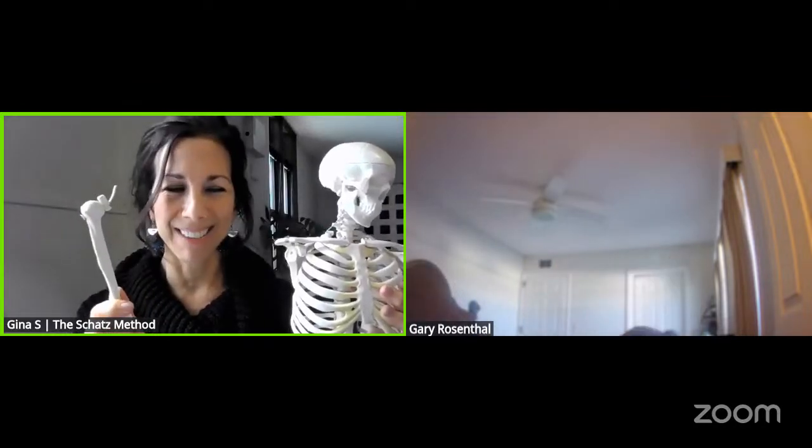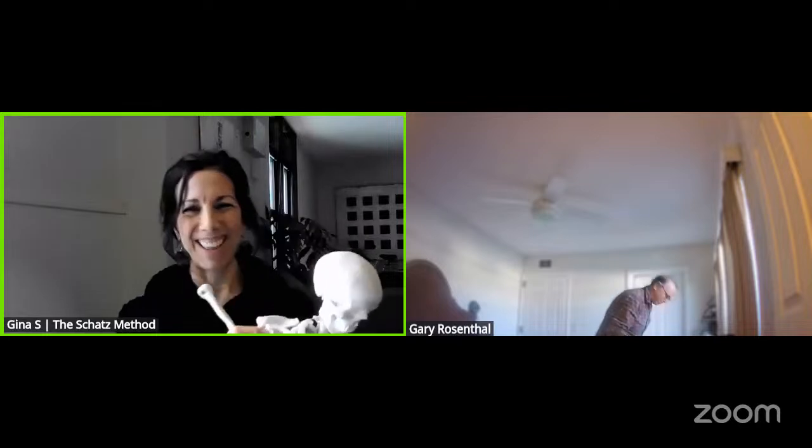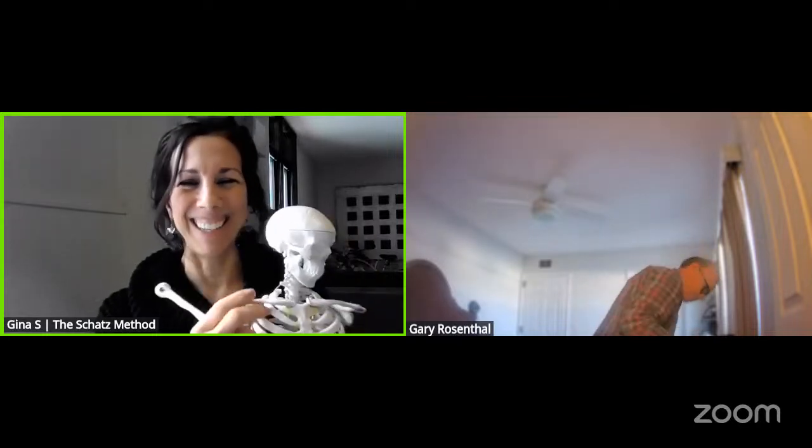Who knows the name of this bone? Upper arm bone. It's not the femur. That's the leg. Gary's looking for an anatomy book. I love it. Way to be committed.